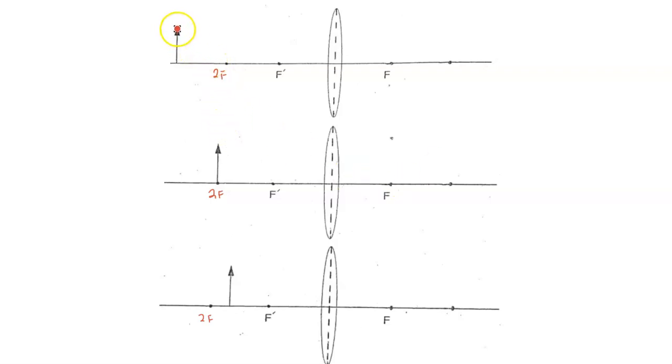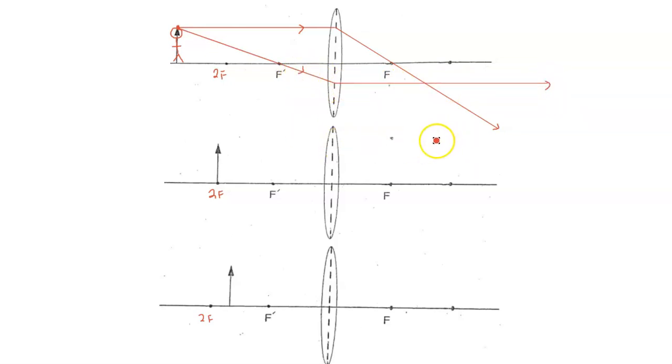All right, so let's start with this object. Let me draw my little stick figure. Okay, first parallel and through F. And the second one through F prime and then parallel. And we're looking to where those refracted rays intersect, which will be right here.